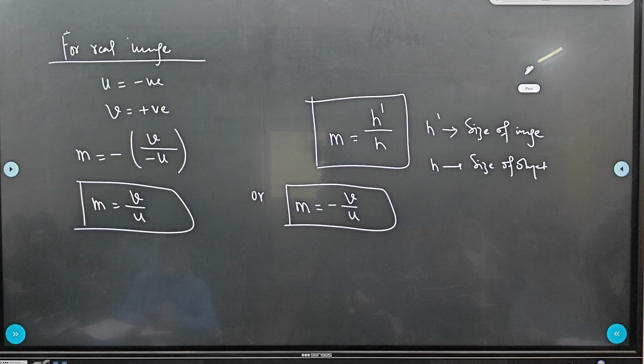Done? You got M equal to minus V by U or not? Okay. So this is the magnification.